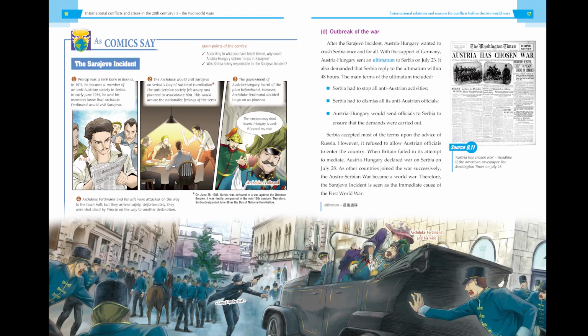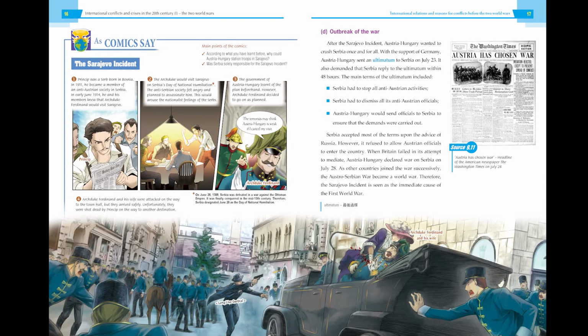The main terms of the ultimatum included: Serbia had to stop all anti-Austrian activities. Serbia had to dismiss all its anti-Austrian officials. Austria-Hungary would send officials to Serbia to ensure that the demands were carried out. Serbia accepted most of the terms upon the advice of Russia. However, it refused to allow Austrian officials to enter the country.